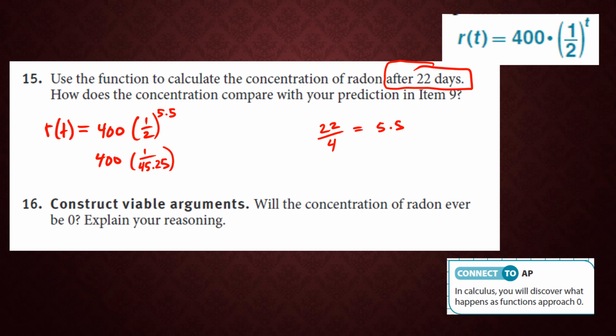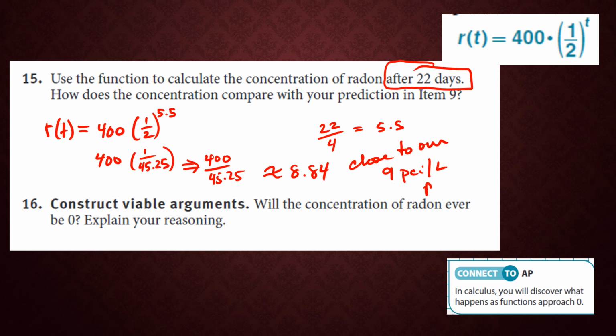So then when I multiply this, I'll get 400 over 45.25, or approximately, let's see, I'm going to do this in my calculator. I'm getting about 8.84, and that's close to our 9 prediction. Pretty close. Now we're more precise than we would be just predicting off a graph.